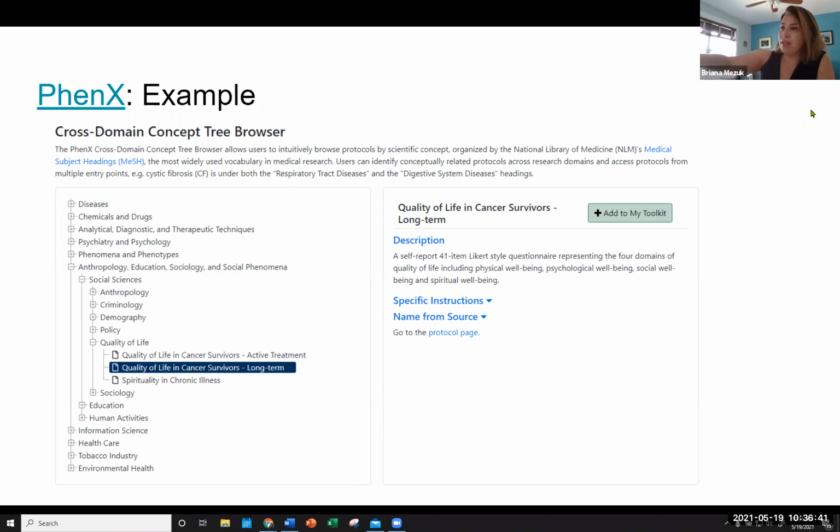I'm going down to quality of life, and they have a specific thing that they're interested in, quality of life in cancer survivors long-term. If I click on that, I'm going to see this thing on the right, which gives me the description. It's going to give me the actual measure, the name of the source, and the instructions for how this measure is administered. Is this telephone administered? Is this in person? Is this self-administered, et cetera, right? So that's the kind of thing that you would be able to do in Phoenix.